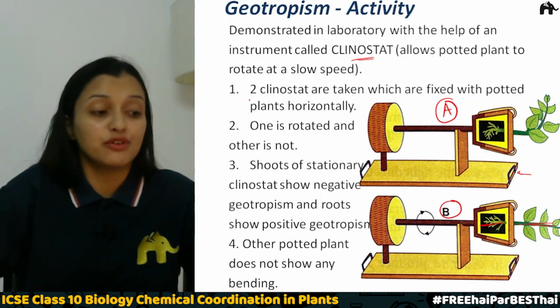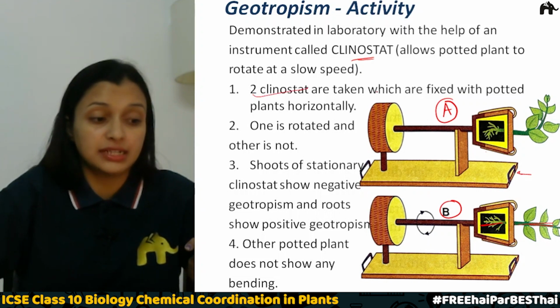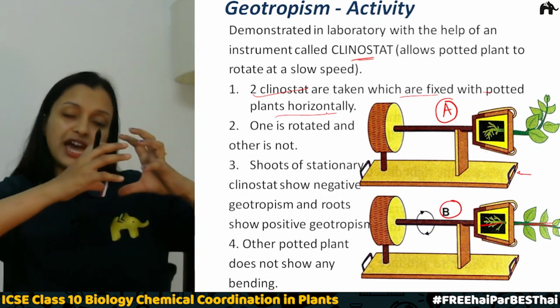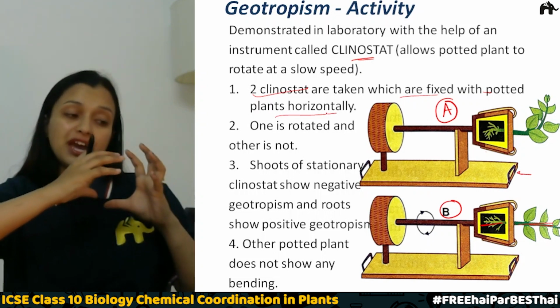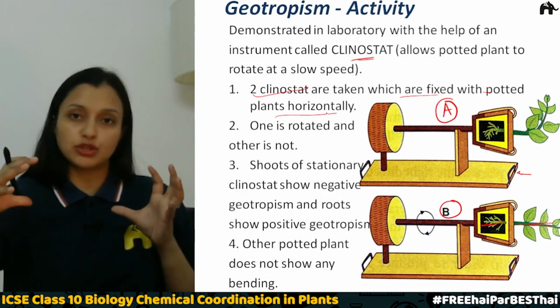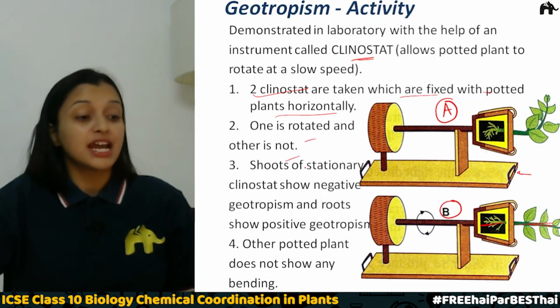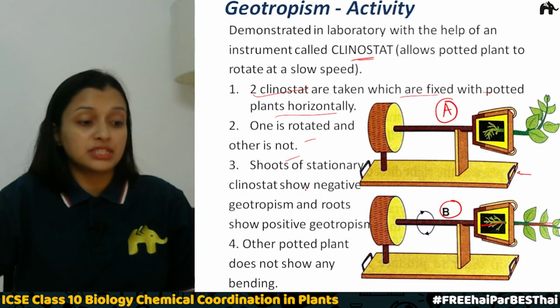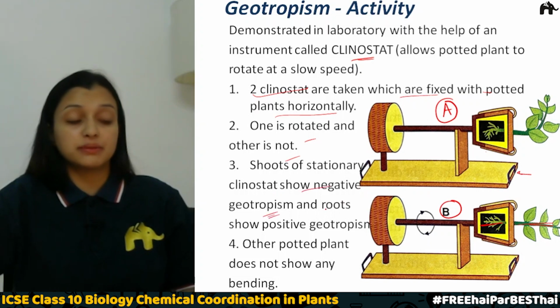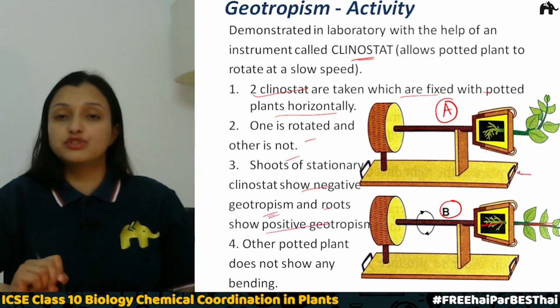We'll be taking two clinostats which are fixed with the potted plants horizontally. So we have fixed the potted plants in a horizontal direction. Now one is rotated and the other is not rotated. Shoots of the stationary clinostat show negative geotropism and the roots show positive geotropism.